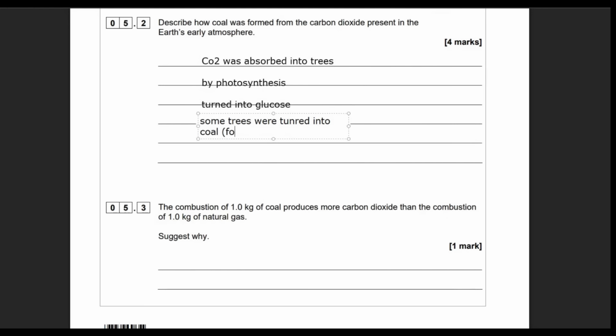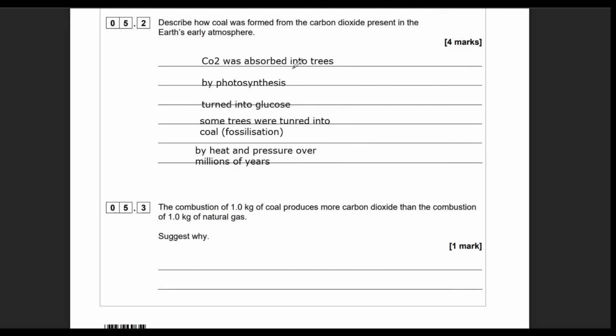We call this fossilization, not something you have to know exactly, but you do have to know it happens by heat and pressure over millions of years. So the key things you might be thinking, where do all the marks come from? I'm going to go through what is likely to be on the mark scheme, because of what is on your syllabus out of what I've written.